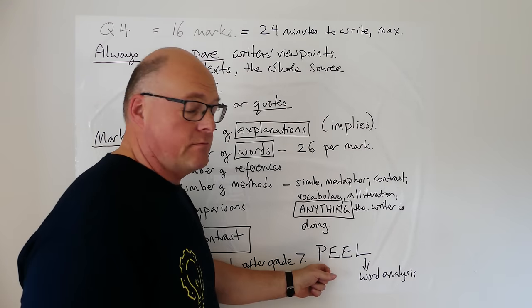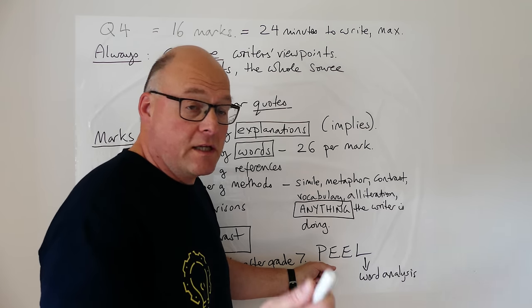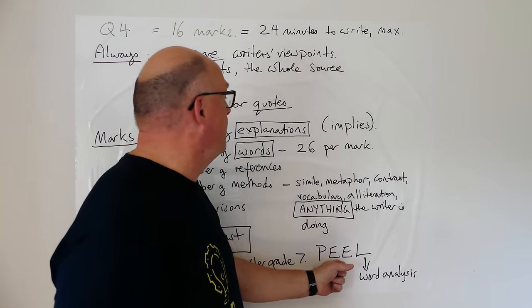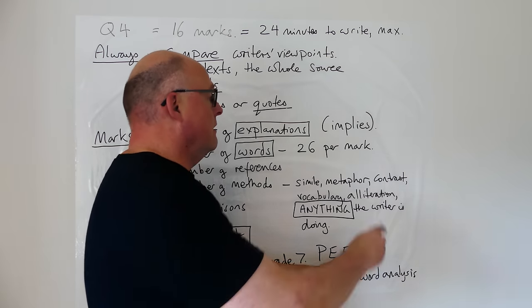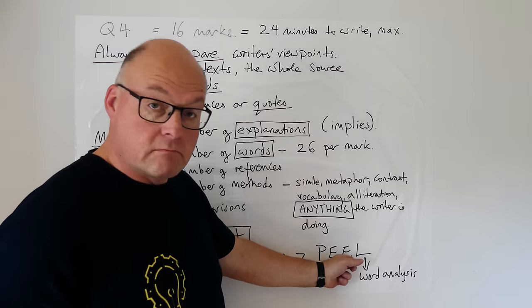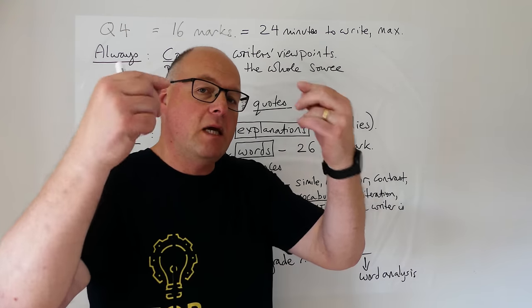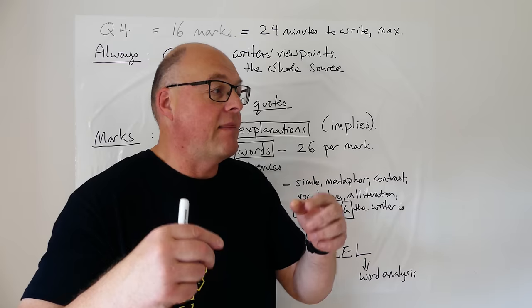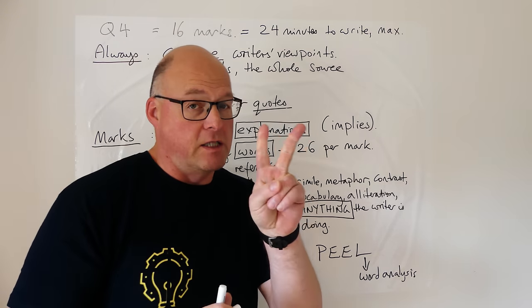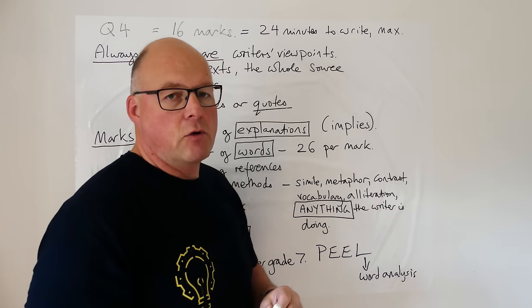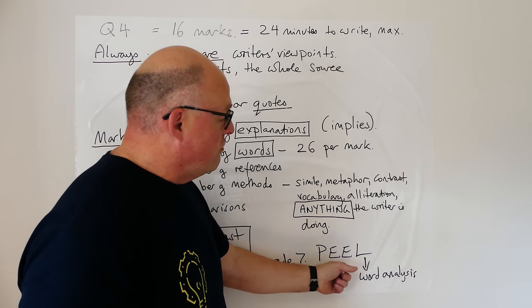You make your point. So you're saying what the writer is, what their viewpoint is, what they're doing. Then you give an example, which is going to be a reference or a quote. And then you explain using implies. What's the L? The L is language analysis. So if you zoom in on a particular word and then say what that implies, so you've got two implies in your paragraph, then you're going to get the extra mark. The examiners then really get excited.